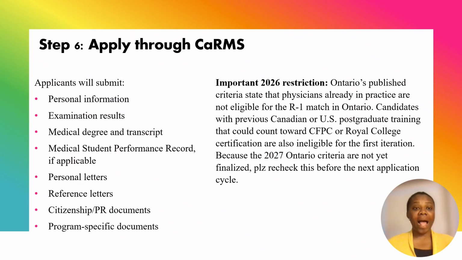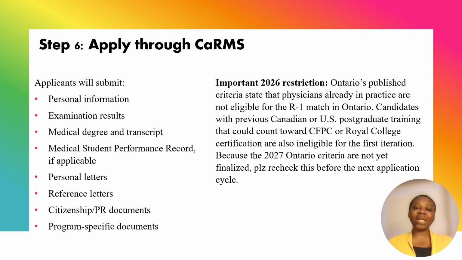Step 6, apply through CaRMS. Applicants will submit the following: your personal information, examination results, medical degree, and transcripts. That means these have already been source verified. Medical student performance record, if applicable, personal letters, reference letters, citizenship or PR documents, program specific documents, which is what I explained to you. Some programs may require something different, so you need to submit whatever is required. That's why you need to find out per year what your department or your discipline or your program requires.